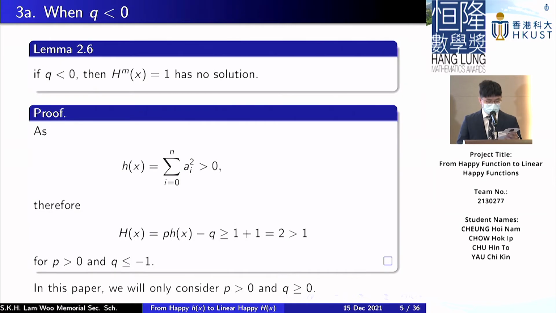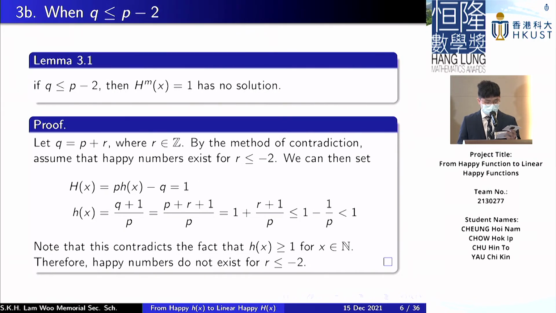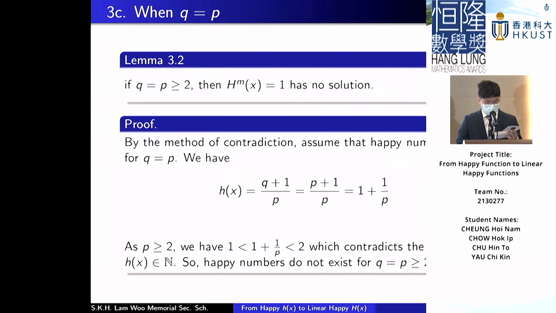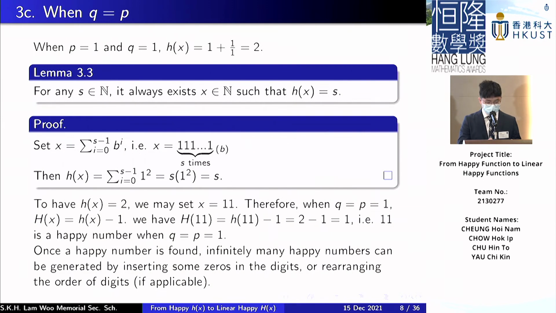To find the existence of happy numbers with different values of q, we proved that in the following cases there is no happy number: when q is negative, when q is less than p minus 2, and when q equals p and p is greater than or equal to 2. However, there are happy numbers when p and q are both equal to 1.